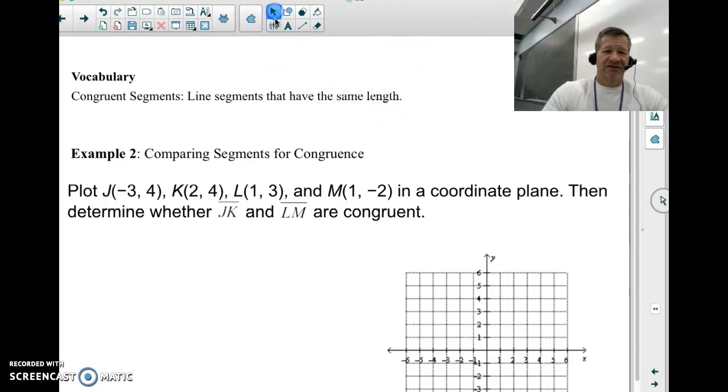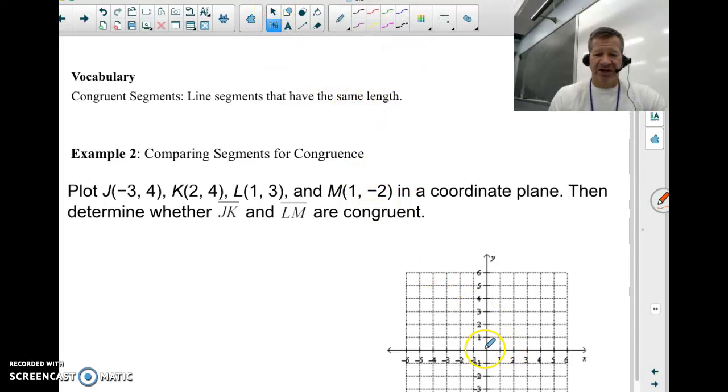So let's start this. So I'm going to plot J, which would be 3 left and 4 up. So there's negative 3, 4. K is 2, 4. And I should label these. So this is J and this is K. L is 1, 3. All right, so there's L. And M is 1, negative 2.